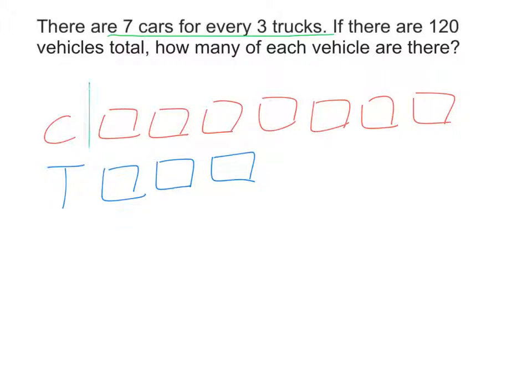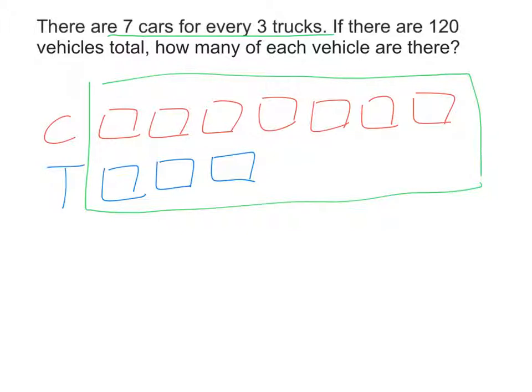So we should be thinking that all of these boxes, the cars and the trucks together, equal 120 vehicles. So now, if we know that there's 120 vehicles, we can think about how many of these different groups there are. Well, we have 7 of these, and we have 3 of these. So how many little pieces individually are there? There's 10 individual pieces or boxes, or 10 different groups.